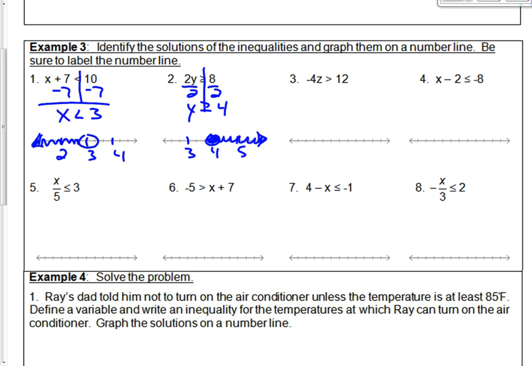All right, here's the catch on these. If you ever move a number that's attached to the letter and it's negative, so in other words, if you multiply or divide both sides by a negative number, we have to flip the way the inequality sign faces. So if I divide by negative 4, I divided both sides by that negative number, this is going to flip directions. 12 divided by -4 is -3. Notice how the sign flips directions here. So my answer is z is less than -3.